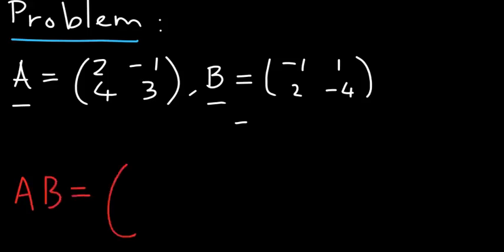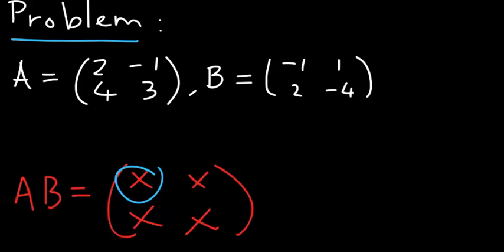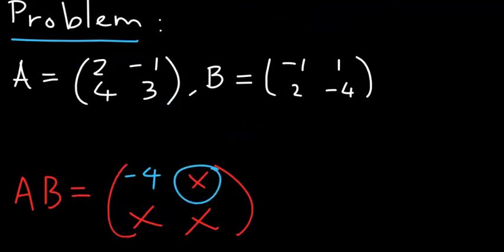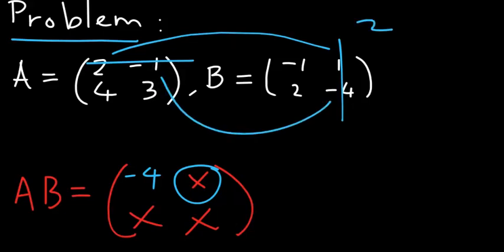AB. It will be a 2 by 2 matrix, so it will have 4 elements like that. So let's determine the first element. That can be obtained by multiplying the first row of A with the first column of B. So 2 times minus 1, so that's minus 2, plus minus 1 times 2, that's minus 2. That's going to give you a minus 4. Next, this element can be obtained by multiplying the first row of the first matrix with the second column of the second matrix. So 2 times 1, that is 2, minus 1 times minus 4 is 4, so plus 4. You're going to get 6.